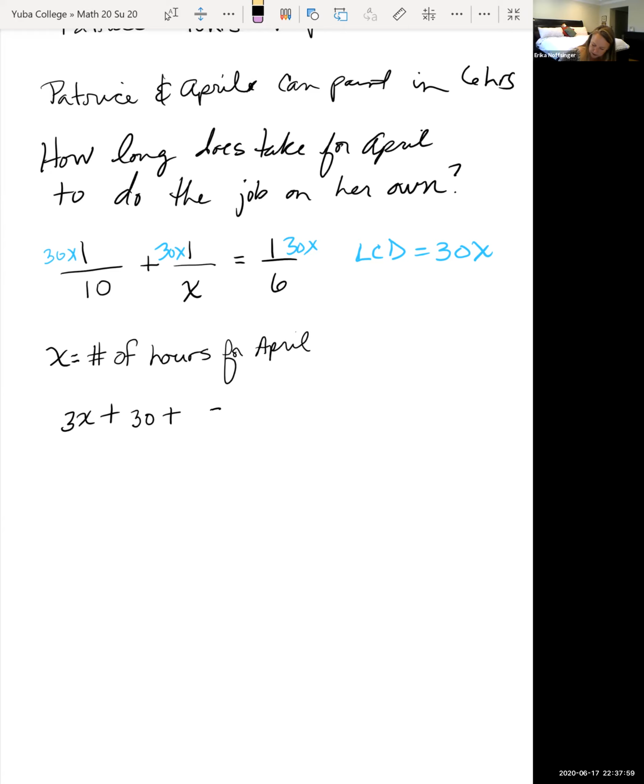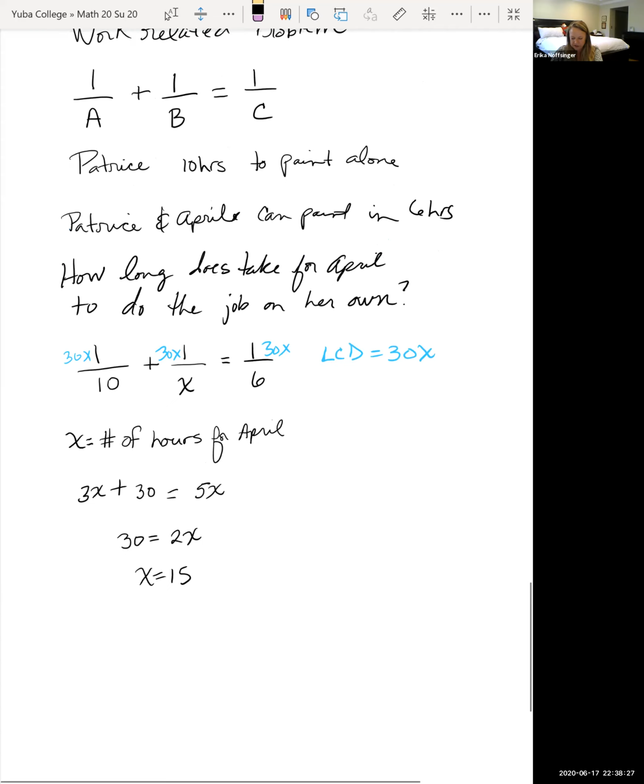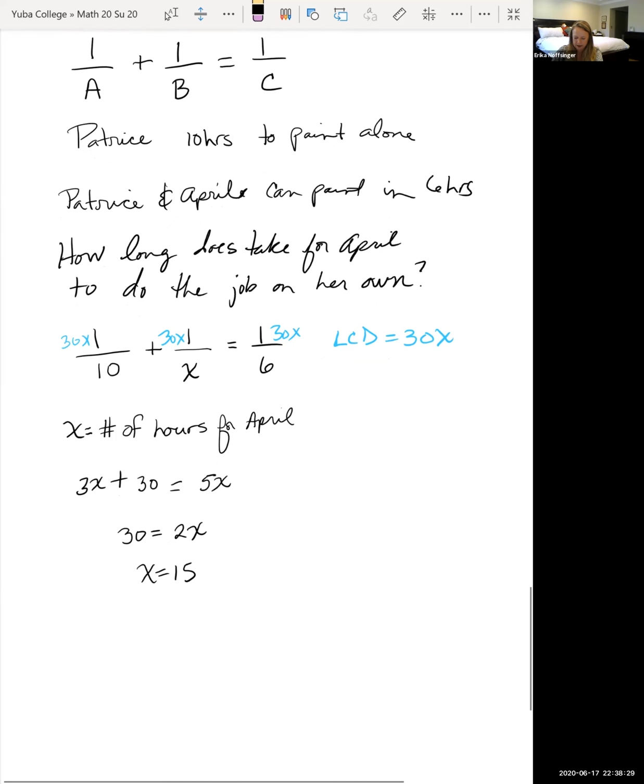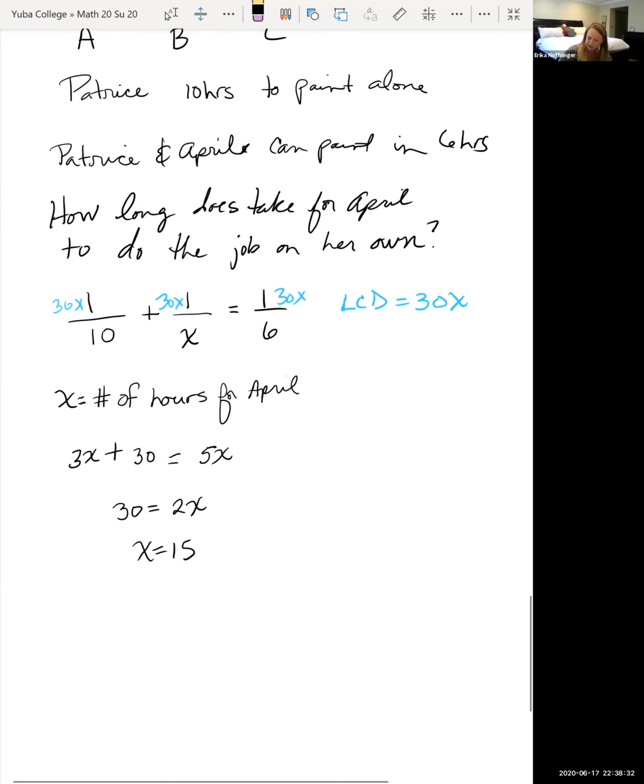So this one isn't bad. This is a linear equation. Get x by itself. We could subtract 3x. We get 30 is equal to 5x minus 3x, which is 2x. Divide by 2, we get x is equal to 15. So looking back, if it takes them 6 hours to do it together, and him 10 hours, that seems about right. In terms of hours.